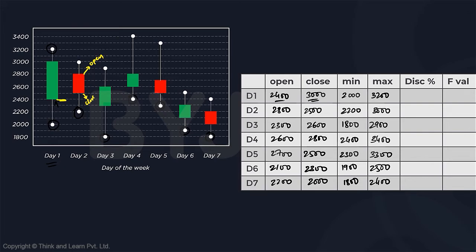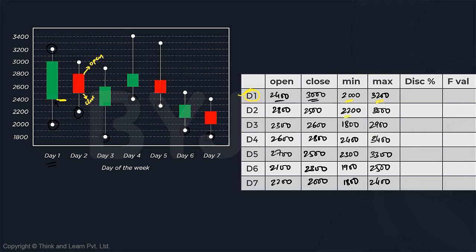If you look at day 1, let me use this yellow color. Day 1, opening with 2000, closing with 3200. So 40% of 2000 is 800. So 40% higher is 2800, but I am getting 3200. So this will be counted as of now.